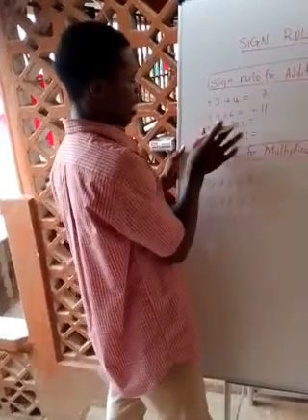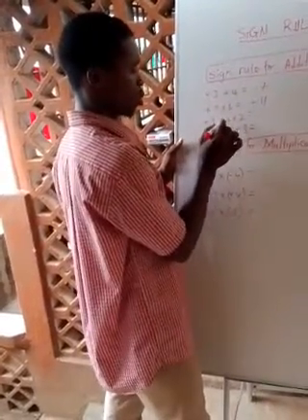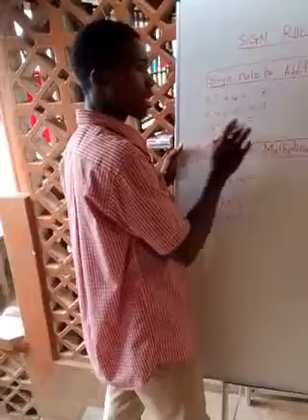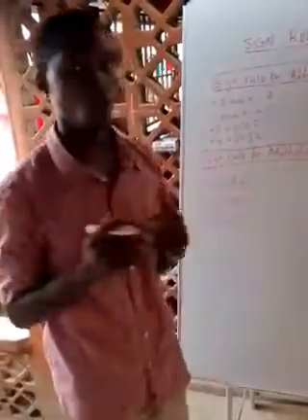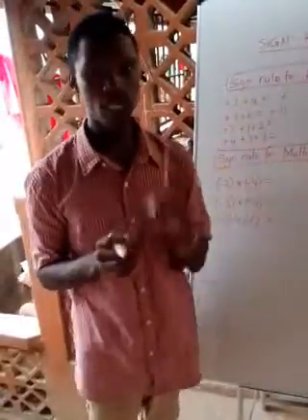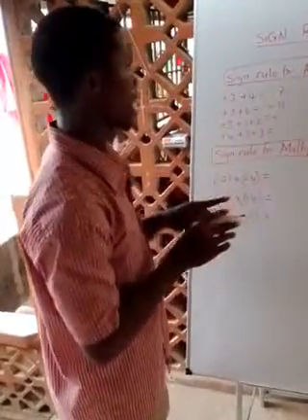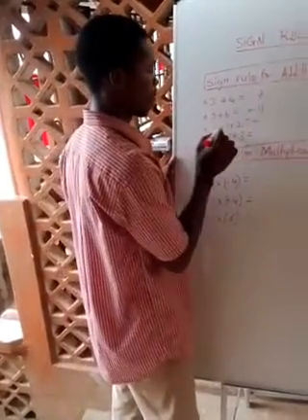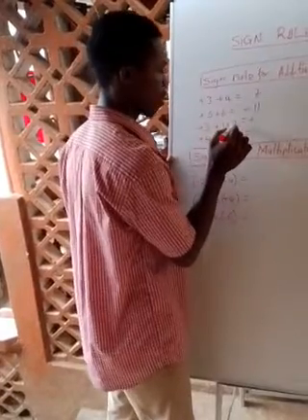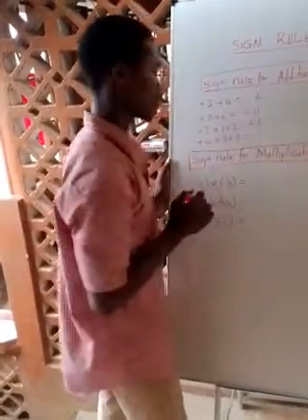Now, the next one says plus 3 plus 1 plus 2. All the signs are the same. As we explained, when the signs are the same, you take one of the sign, which is plus, that is the sign that they are having, and then you add the values, that is 3 plus 1 is 4, and then 4 plus 2 is 6.